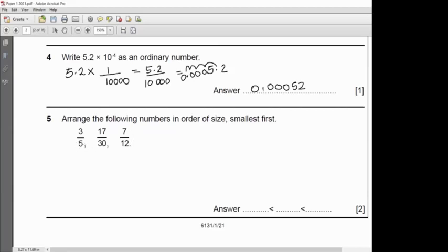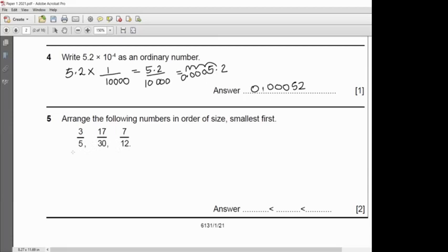Now here you have the numbers 5, 30, and 12. You can look for the highest common, sorry, not the highest common factor, the lowest common multiple rather of these 3 numbers, and then rewrite the fractions where the denominator is the lowest common multiple. So if I look at 5, 30, and 12, the lowest common multiple is 60. So I'm going to rewrite each of these fractions as fractions over 60.